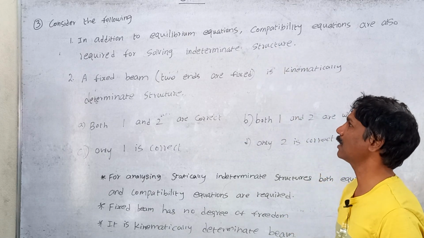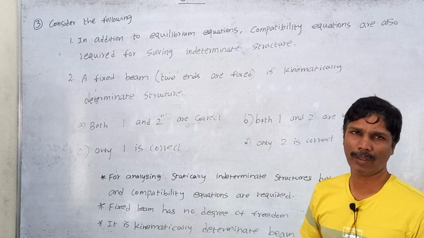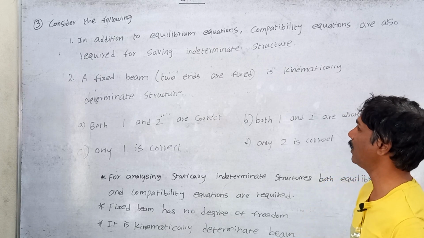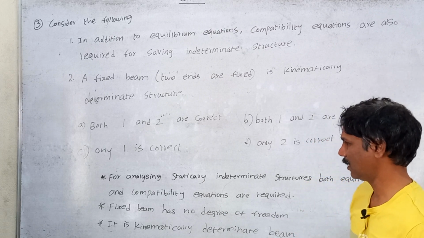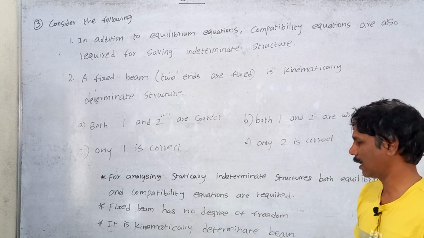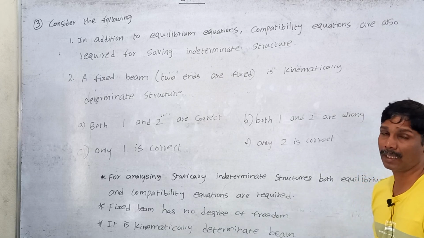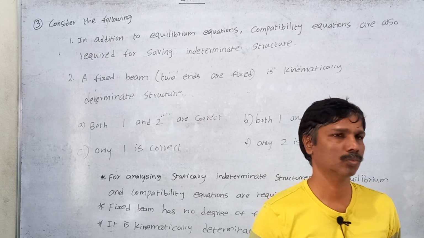The second statement is about the fixed beam. A beam with both ends fixed is called a fixed beam. The fixed beam is a kinematically determinate structure. What is that? A fixed beam has no degree of freedom, so it is called a kinematically determinate beam or kinematically determinate structure. So both the statements are true.